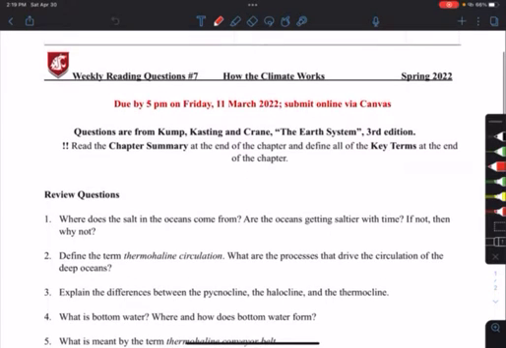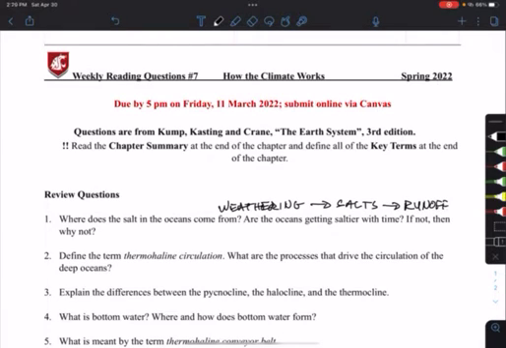Where does the salt in the oceans come from? This comes from weathering of rocks. Weathering creates salt ions, salt compounds that get incorporated into runoff from rain, and then get taken to the oceans.